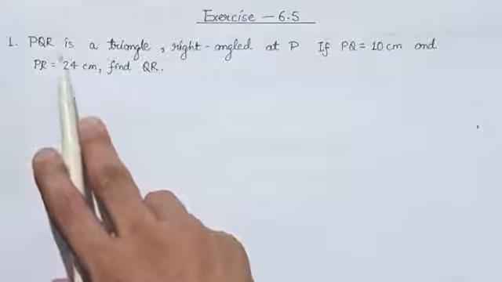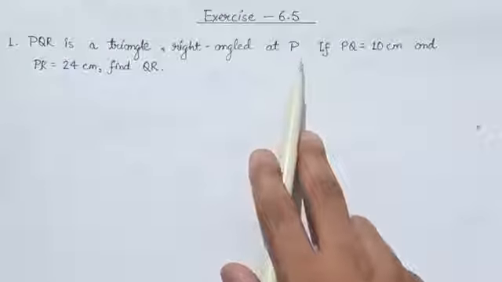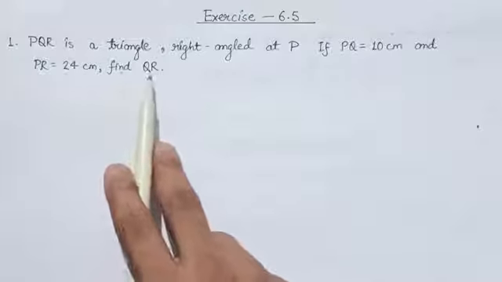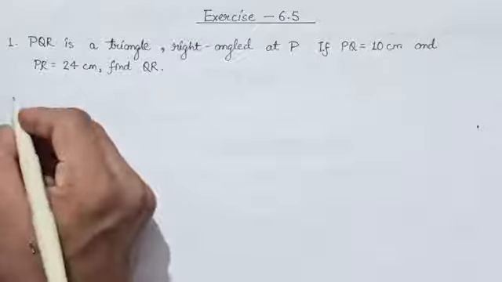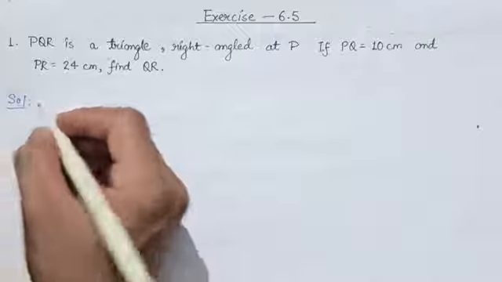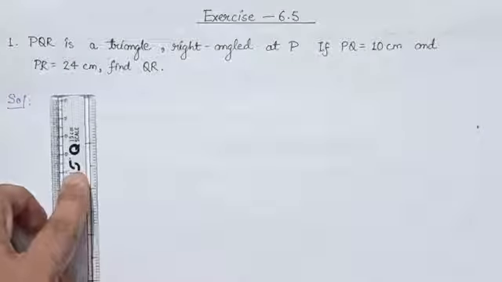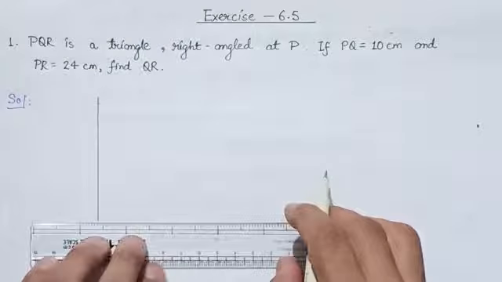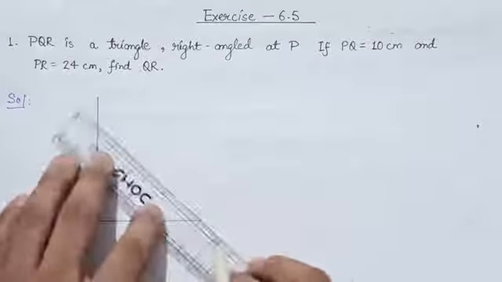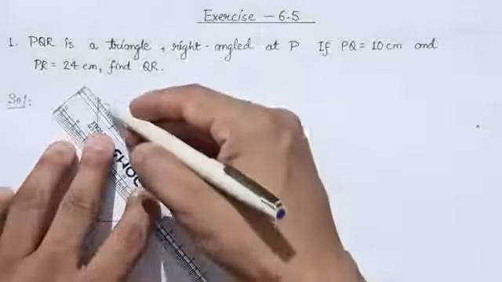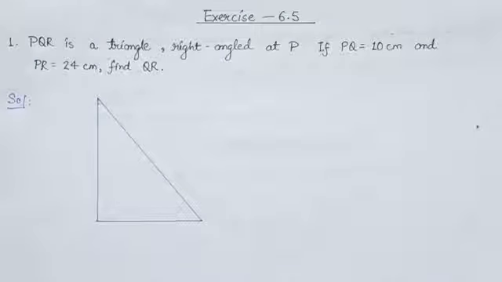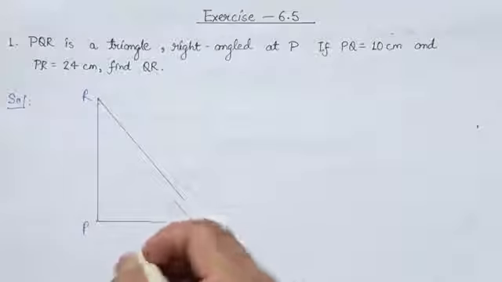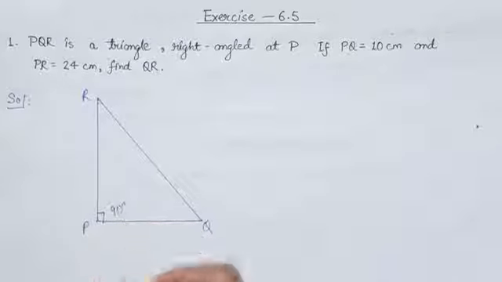Our first problem is: PQR is a triangle right angled at P. If PQ is equal to 10 centimeter and PR is equal to 24 centimeter, then find QR. In order to solve this, let us draw the triangle PQR, which is right angled at P. Here you can see it measures 90 degree.